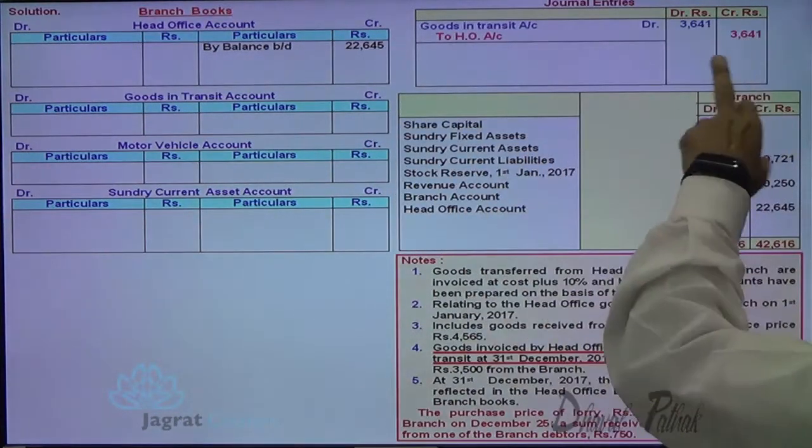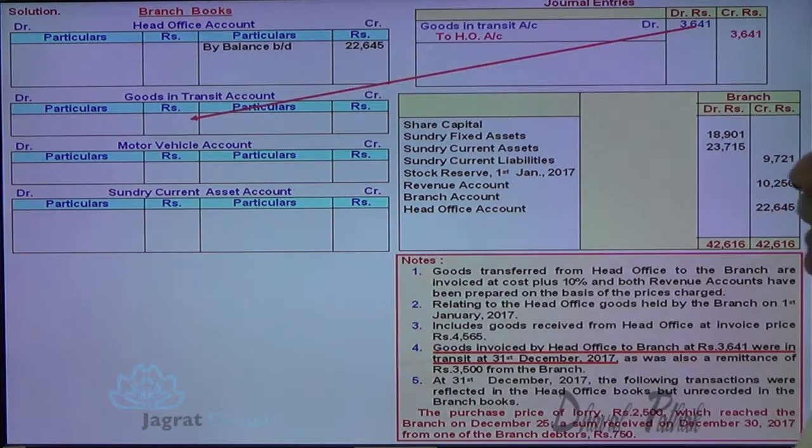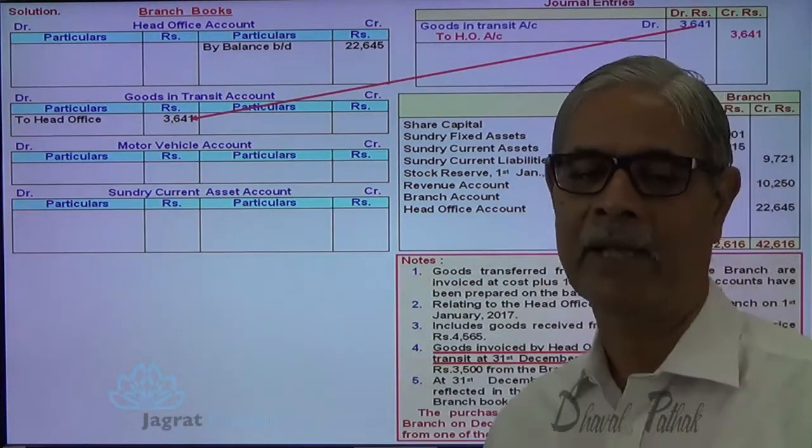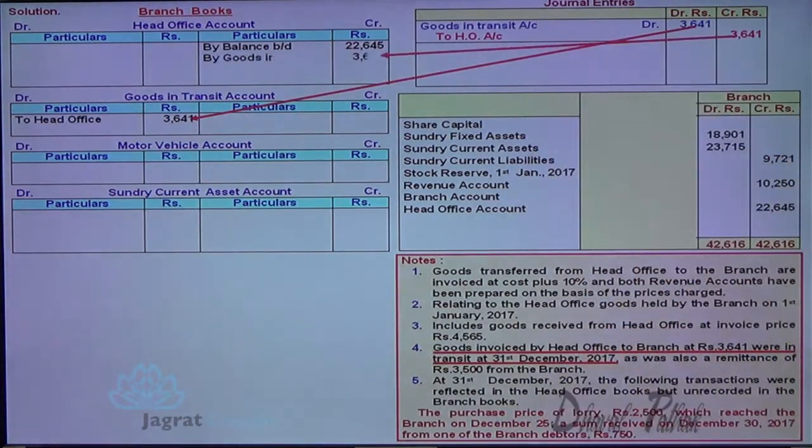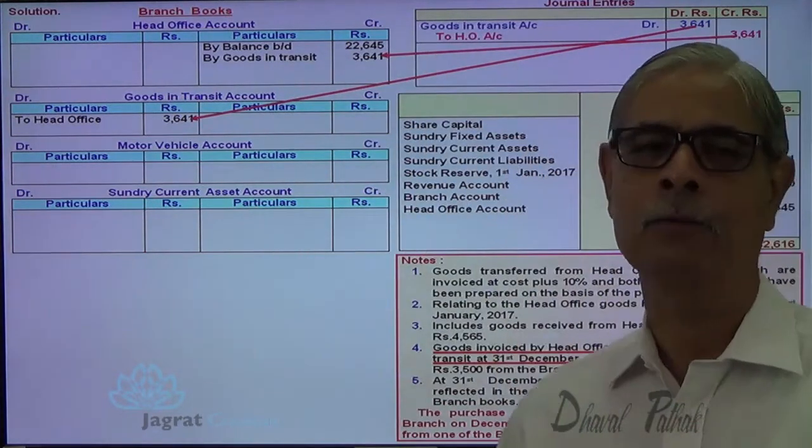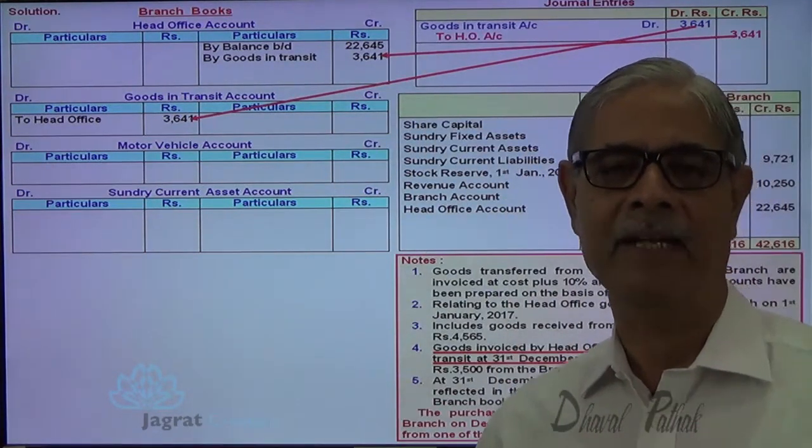Now if I go for its ledger posting, goods in transit, let me write on the debit side of goods in transit account, narration HO account, and in HO account I will write on the credit side goods in transit. This is how the ledger posting of the adjustment entry is being done.